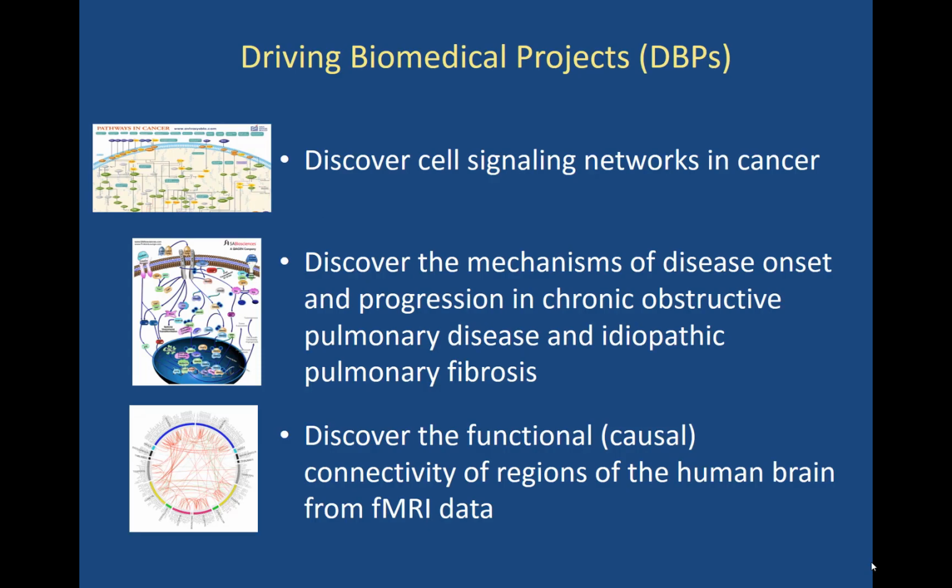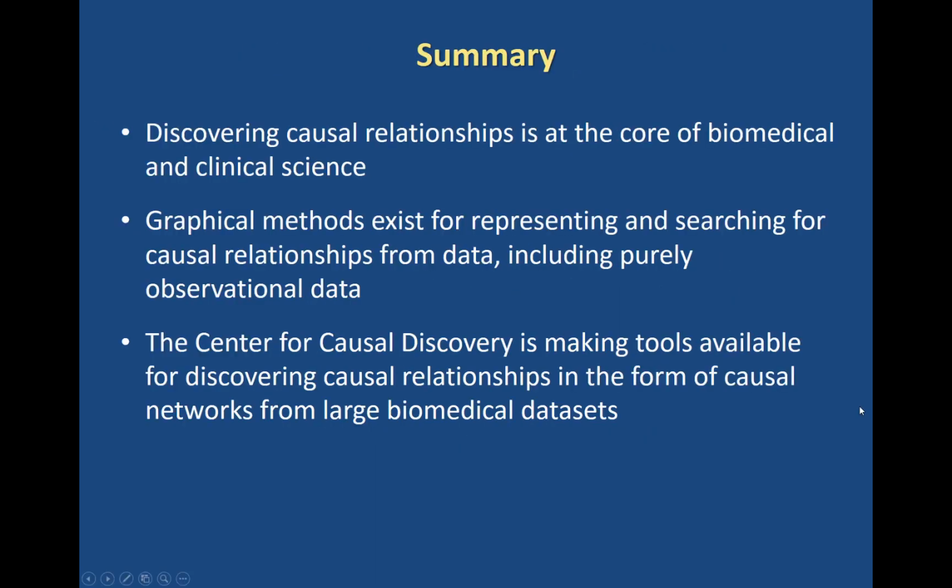Here's the 3 projects with a bit more detail. One involves discovering cell signaling networks in cancer. Another is discovering the mechanisms of disease onset and progression in chronic obstructive pulmonary disease and in idiopathic pulmonary fibrosis. And a third project is involved in discovering the functional or causal connectivity of regions of the human brain from fMRI data. In summary, discovering causal relationships is at the core of biomedical and clinical science.